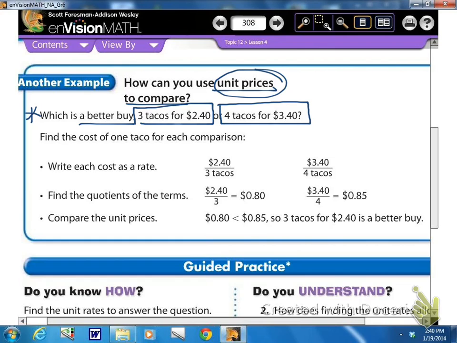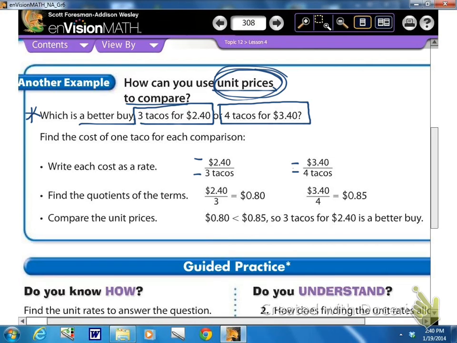In order to find out, we need to find unit prices. So set it up as a rate, and we're going to write $2.40 over 3 tacos because we want to divide by 3, compared to $3.40 over 4 tacos because we'll divide by 4 then.